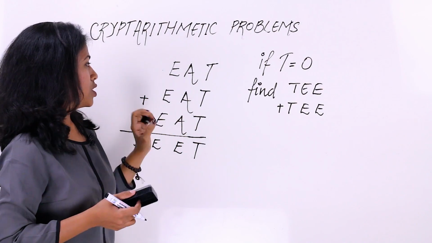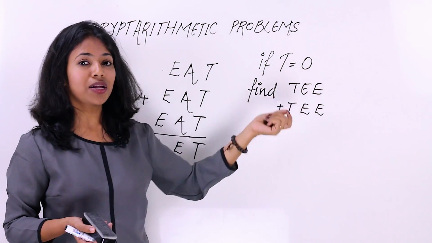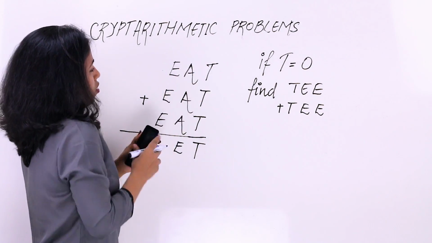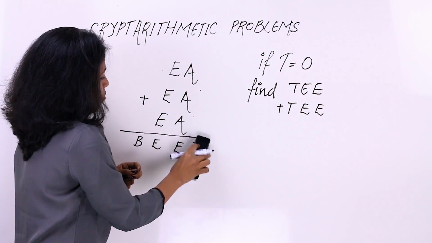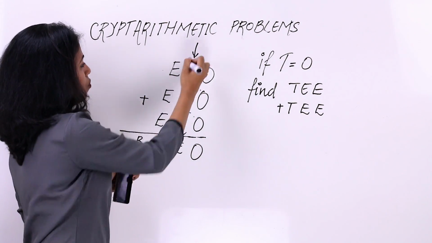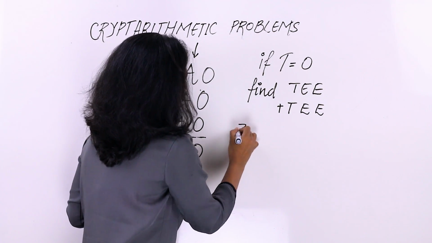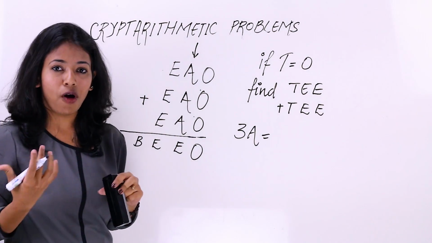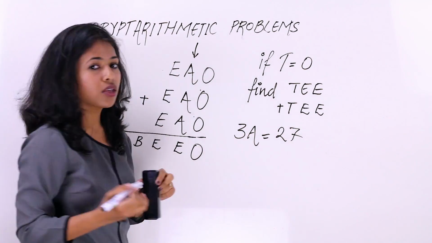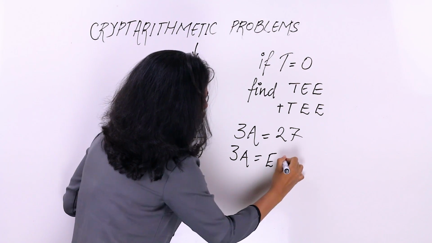Alright, now here is our next question. We have been given that T value is 0. We have to find TEE plus TEE, what will be the final sum. Alright, let's substitute first of all the T's with 0. Look at this row. We have A plus A plus A. That is 3A. What can be the maximum possible sum? If A takes a value of 9, the maximum sum can be 27. Right? So, I can write the same thing as 3A equals E plus 20.